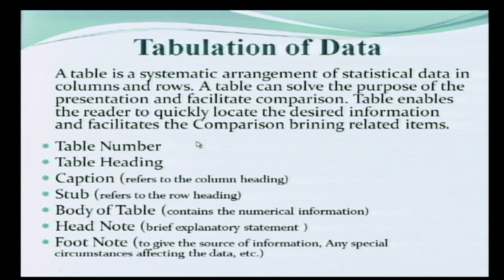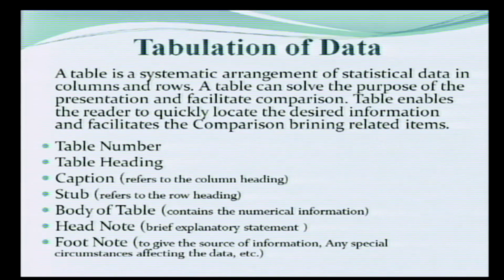There are some parts of a table that can be described here. The first part is the table number. Every table should have a table number, so that when more than one table is given in a particular chapter or segment, we can refer to a particular table by its number in further chapters of the book or further pages of an information bulletin. The table number is located just above the table.